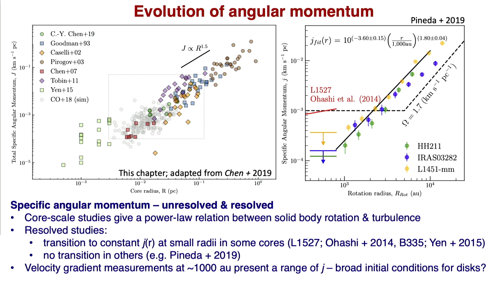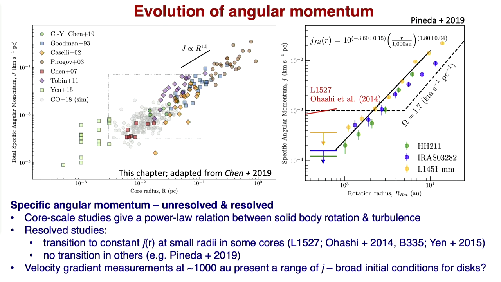When we look at the evolution of angular momentum, we have cores, and we've traditionally looked at velocity gradients across cores as an indication, or at least we measure it as solid body rotation, measure a velocity gradient to interpret that in terms of its angular momentum.